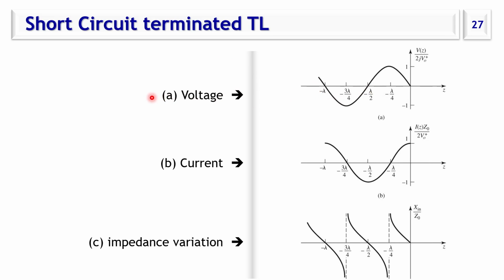So we just see the voltage waveform. It's a sine. The current waveform is a cosine. At the load, voltage over current equals 0. After a lambda by 4, it will look like an open circuit, and things would continue repeating every lambda by 2. So the impedance periodicity is lambda by 2.